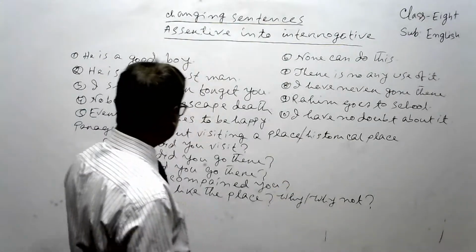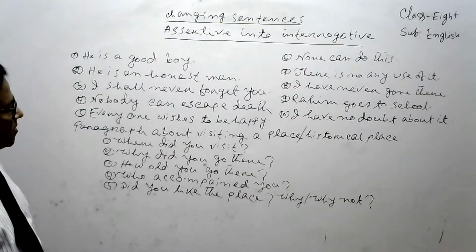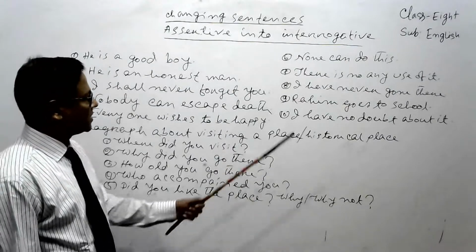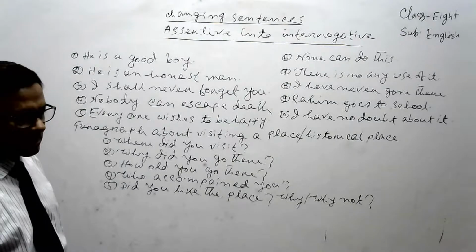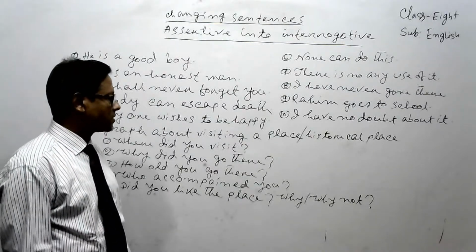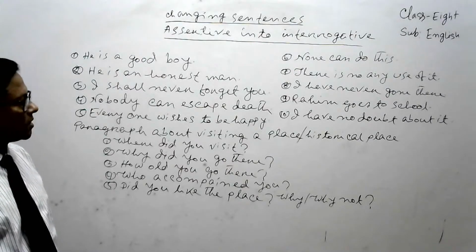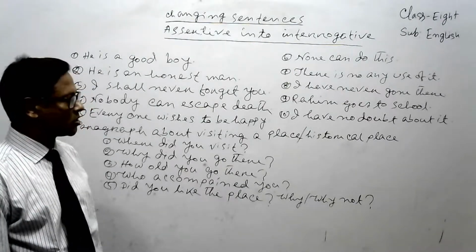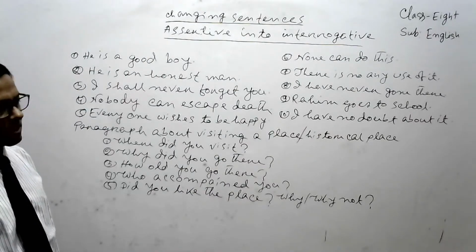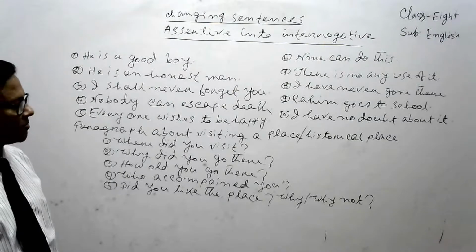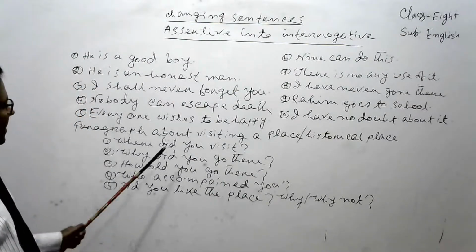Next, it is very easy. There is only one item, assertive to interrogative, that you have to write. So remember that you have to put the interrogative sign, or note of interrogation, at the end of the sentence. Otherwise, it will not be complete and you will not get full marks. Next topic, paragraph writing.